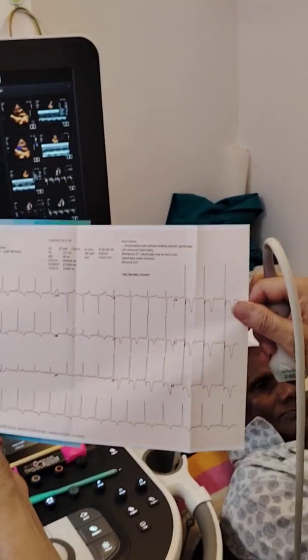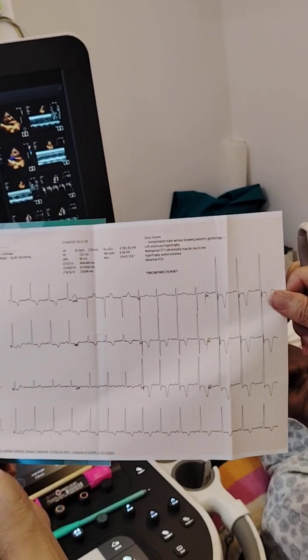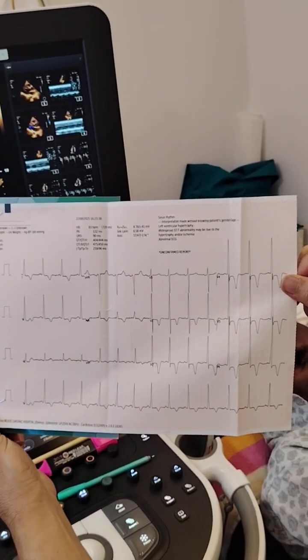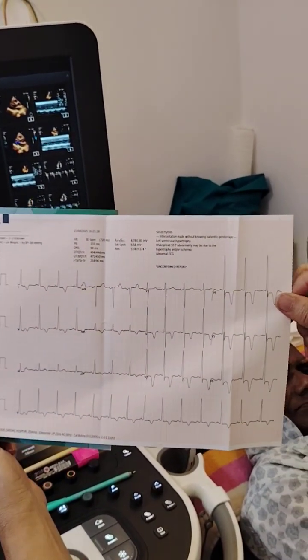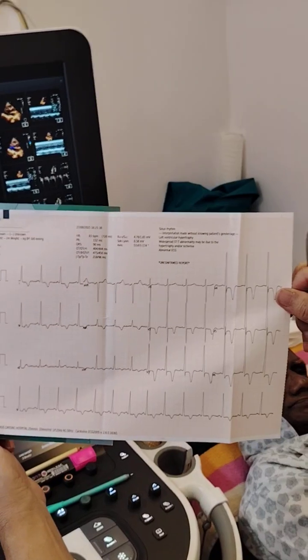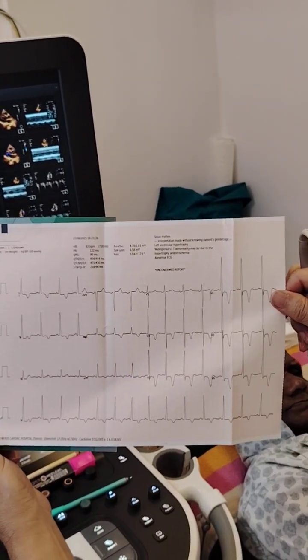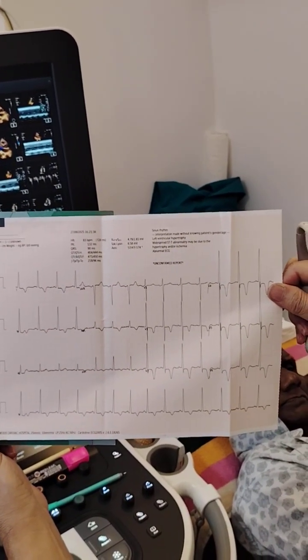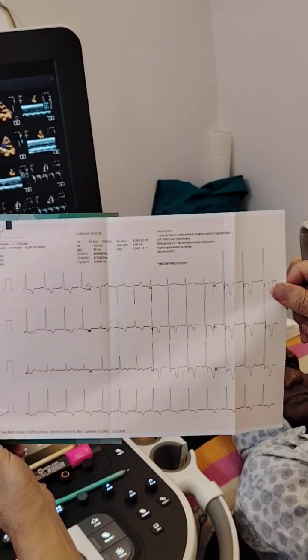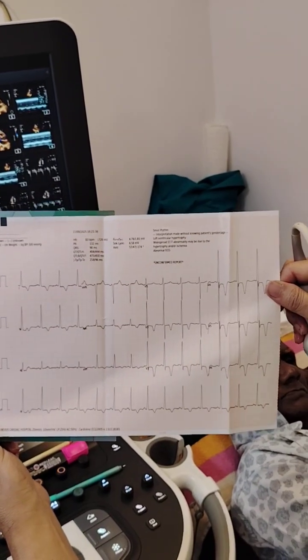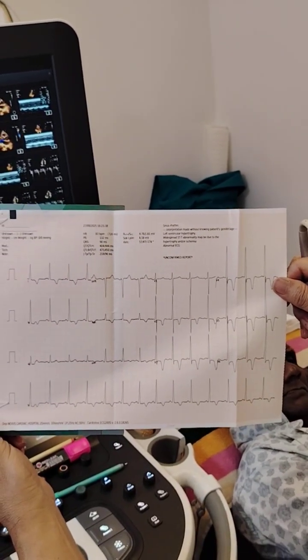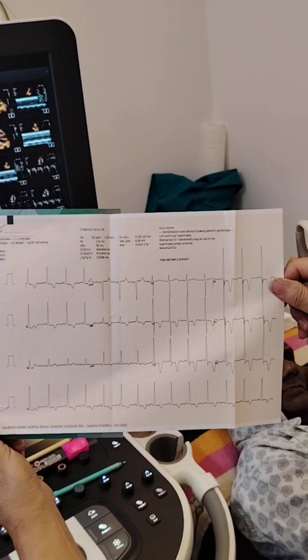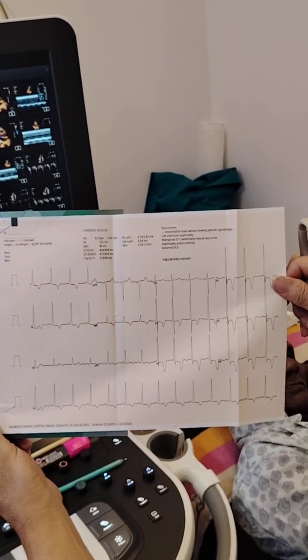So this is the typical ECG of left ventricular hypertrophy. It may be systemic hypertension, or hypertrophic obstructive cardiomyopathy, or hypertrophic cardiomyopathy. It may be a patient of acute coronary syndrome, or a patient of chronic coronary syndrome. So with this ECG, without getting any history, there are so many differential diagnoses.